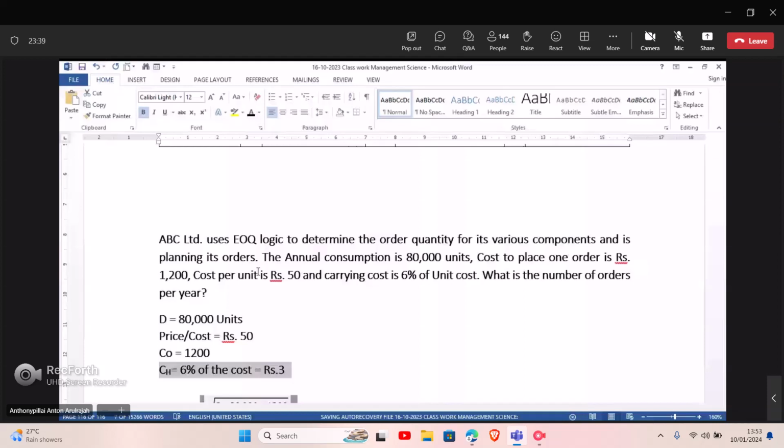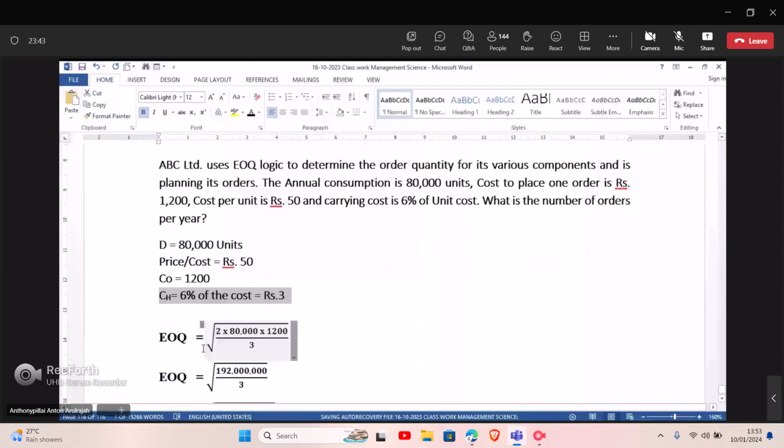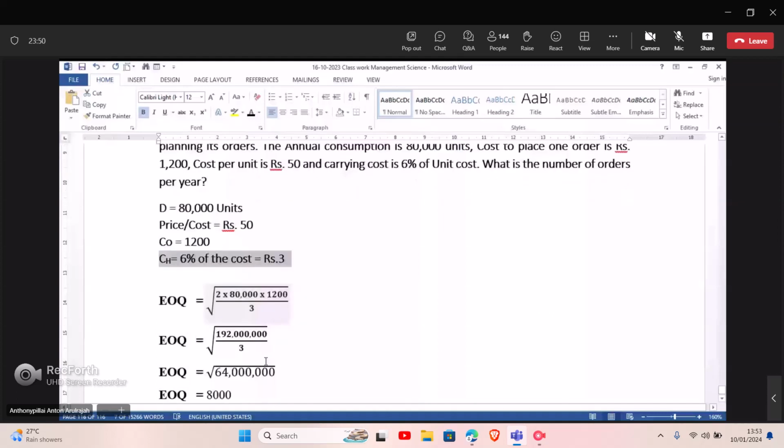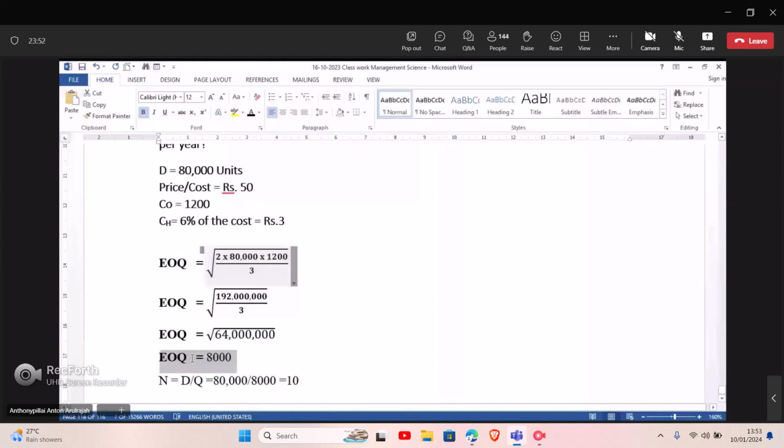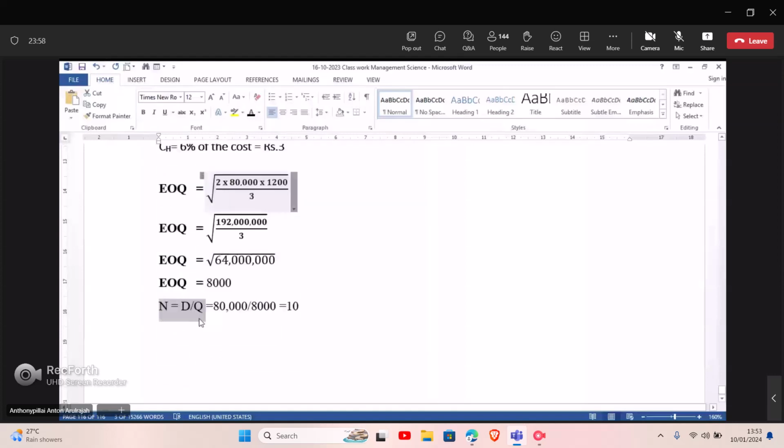Then we can immediately apply the model: EOQ is the square root of 2 into 80,000 into 1,200 divided by 3. Then you get EOQ as 8,000. N is equal to D divided by Q, so 80,000 divided by 8,000. Then N is the number of orders, which is 10.